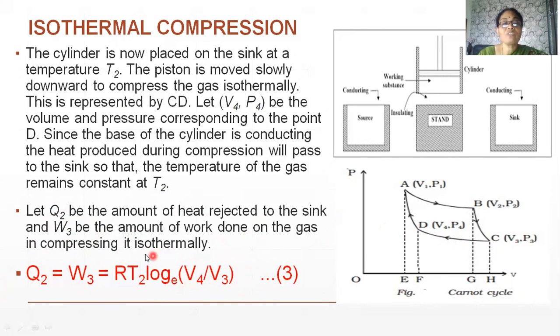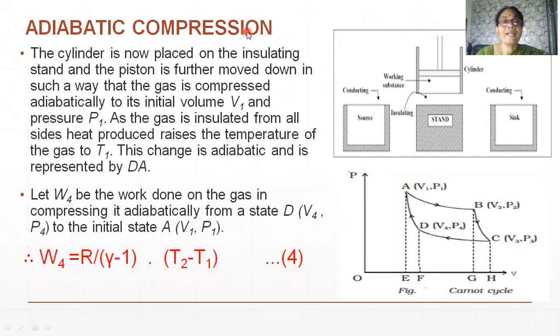So this is the expression for the work done in the isothermal compression process, which is represented by CD on the indicator diagram. Now let's see the last stage of operation, that is the adiabatic compression process. Here D becomes the initial state, V4 and P4. Now the working substance which was on the sink is taken away from the sink and placed on the insulating stand in order to perform the adiabatic compression.